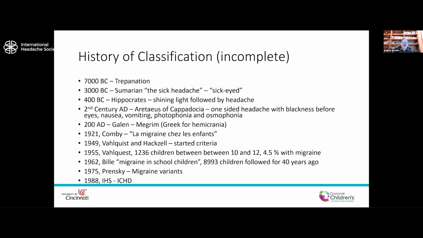Part of the reason also for Vahlquist is he started looking at children and adolescents. There were 1,236 children they classified between the ages of 10 and 12. Using these criteria, they identified that about 4.5% of children in this age range could have migraine by their definition. And then in 1962, Bille started his study, not all 9,000 kids were followed for 40 years, but he was able to follow them over a 40-year period to show that about 30% of people persisted having headaches due to migraine, even 40 years later, although they were controlled.